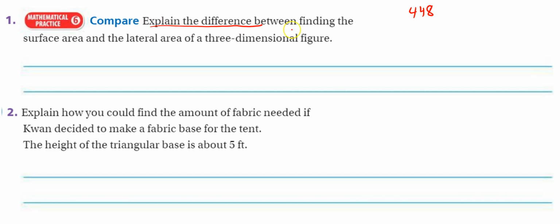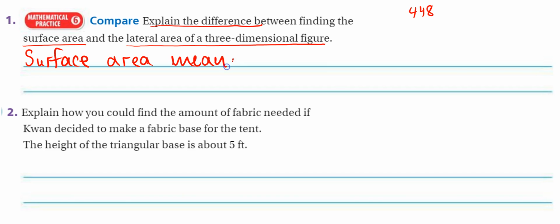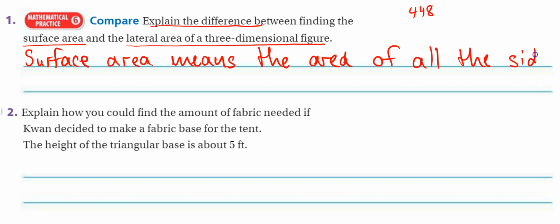Explain the difference between finding the surface area and the lateral area of a three-dimensional figure. Surface area means, whoops, I didn't write the word area. I said it, but didn't write it. Surface area means the area of all the sides of a figure.